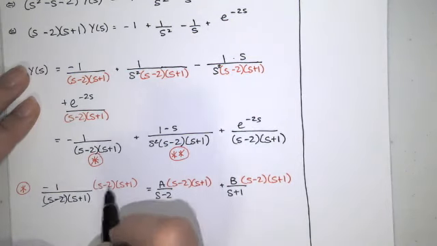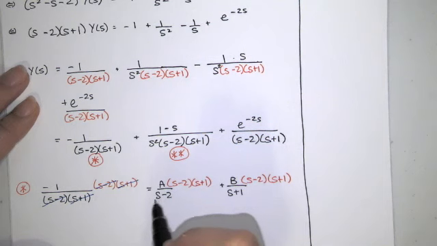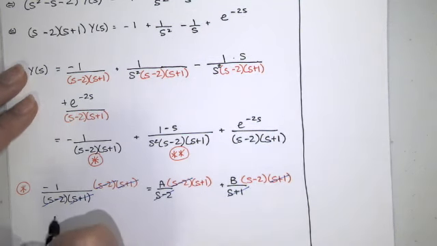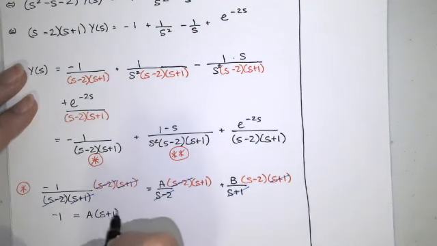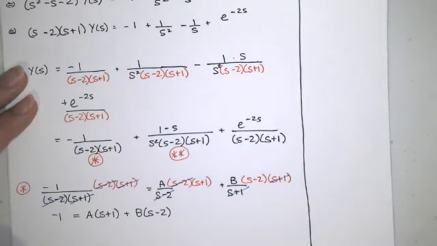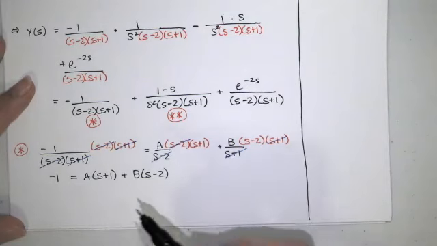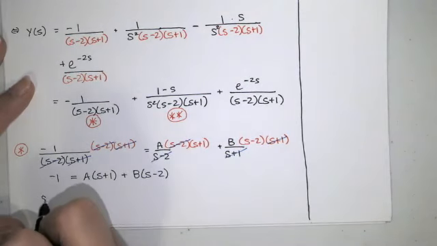And these reduce, and these reduce. So we end up with -1 equals a times s plus 1 plus b times s minus 2. And then we use this equation to solve for a and b by choosing values of s that cause each of these factors to be 0.